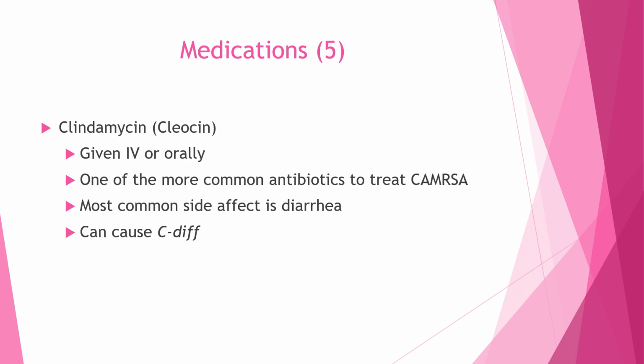Cleocin. Cleocin can be given IV or it can be given orally. It is one of the more common antibiotics to treat community-acquired MRSA. The most common side effect of Cleocin is diarrhea. So therefore, it can give us another problem, which is causing C-Diff.